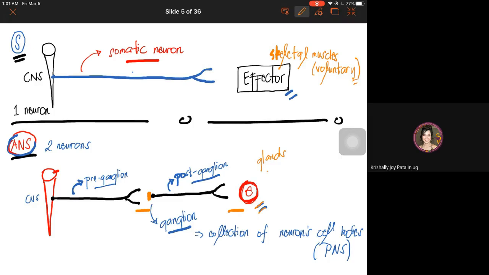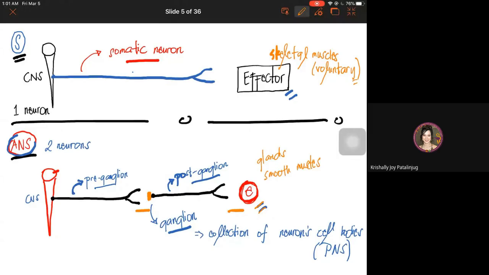Also, we have the smooth muscles. Okay? So, when I say smooth muscles, halimbawa would be the vascular smooth muscles, the blood vessels, di ba? Yung gastrointestinal tract, halimbawa yung bituka, sikmura, di ba? Yan yung mga smooth muscles ng GIT. Bronchioles, yung bronchi, smooth muscles din yan.